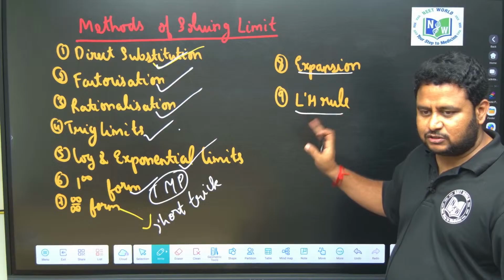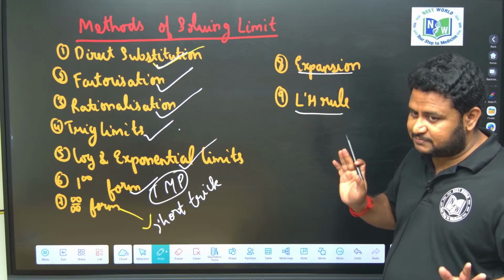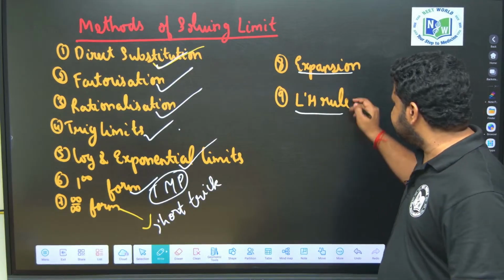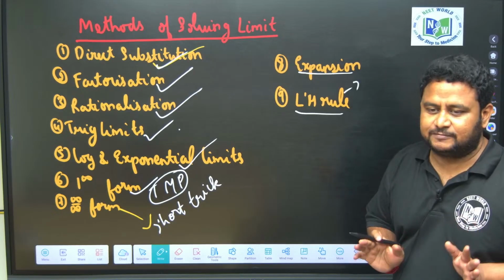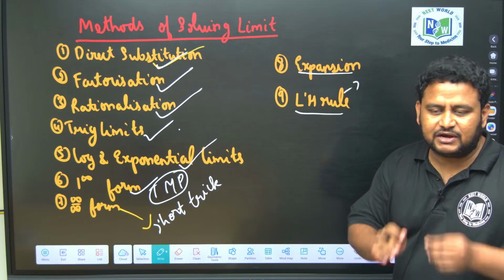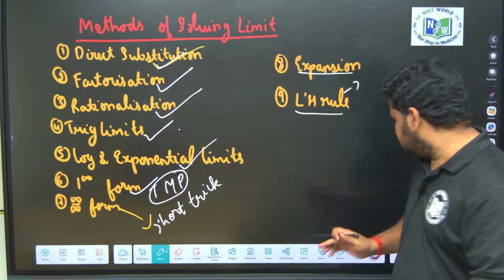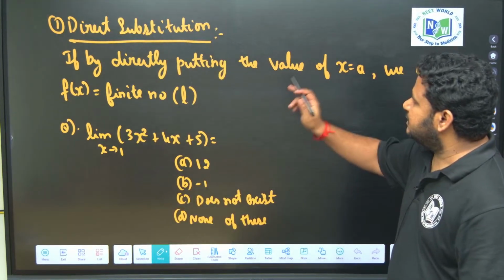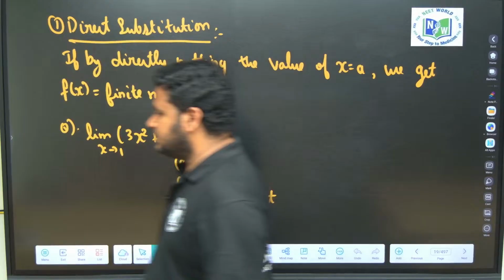Whenever I say LH rule, you should remember that when the 0 by 0 form comes, we have to use LH rule. LH rule means we just have to differentiate the numerator and denominator. Clear? Now, let us proceed. First is what? Direct substitution.